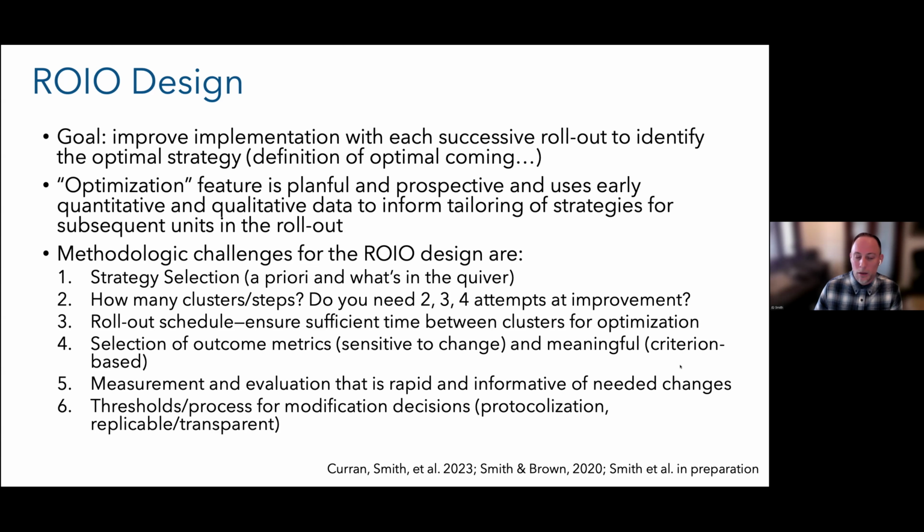And then finally, having a process for how you actually decide what is modified, moving from cluster to cluster, and ensuring that this is protocolized, that it's replicable, and that the process is transparent. So the worst thing we would want is a situation where someone says, well, why did you optimize or why did you adapt the way that you did? And your only answer is, well, it sounded like it would be good. It's just not something that could be replicated and not something that likely is going to be rigorous, scientifically driven. Those are some of the challenges to keep in mind as we go through what this looks like.